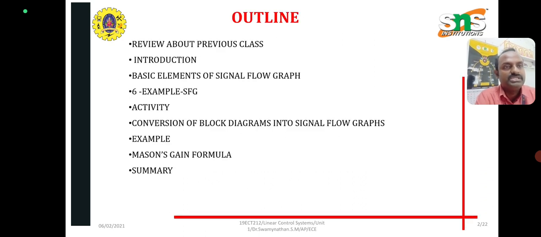Last class we discussed the block diagram reduction technique, the important 7 rules, and following those rules we applied them to two different block diagram reduction examples and analyzed the solutions. Next, signal flow graph: an introduction, the basic elements of signal flow graph, examples of the signal flow graph, and conversion of block diagrams into signal flow graphs. Following the examples, we'll discuss the important Mason's gain formula, then summarize. So this is the outline of today's class.